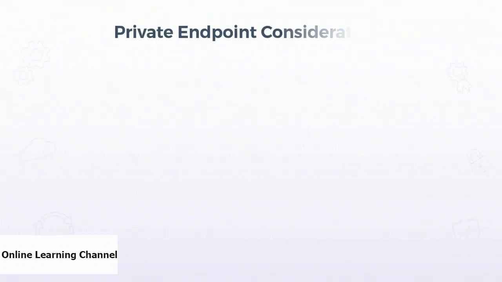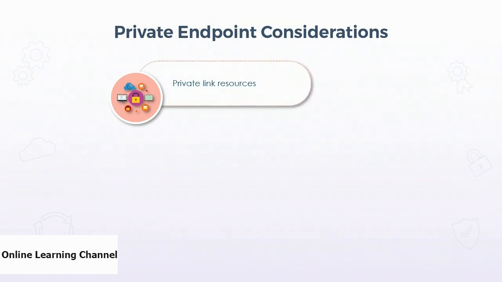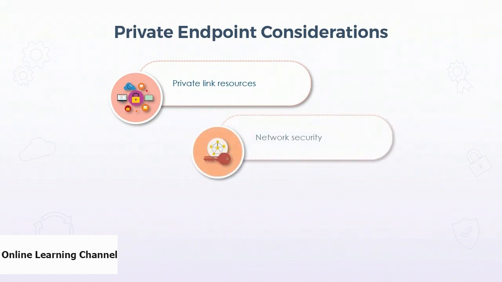Some other private endpoint considerations that we need to look at. First of all, private link resources. What is a private link resource? A private link resource is the destination target of a given endpoint. Whatever the end resource is of our endpoint, that's our private link resource. So what are we trying to hit over our private endpoint?